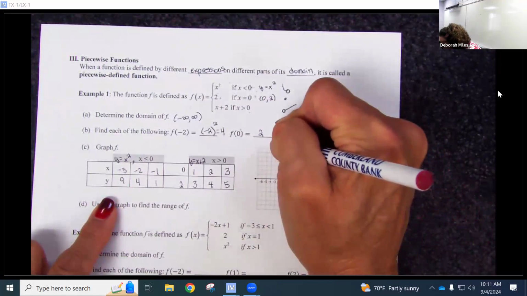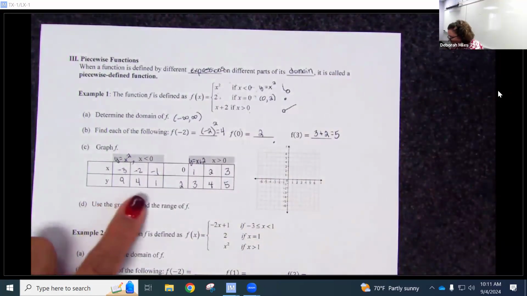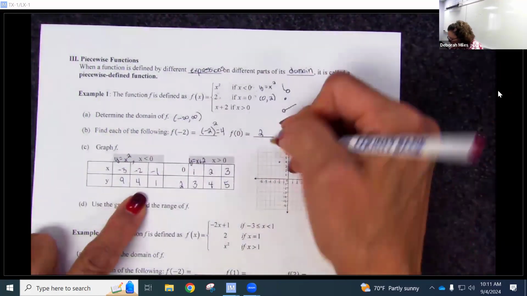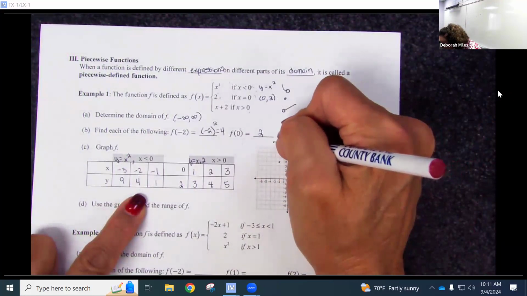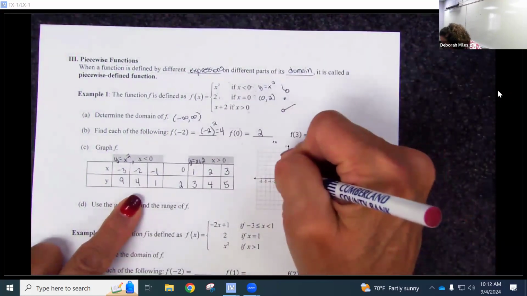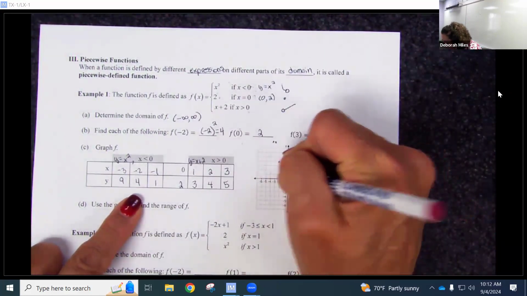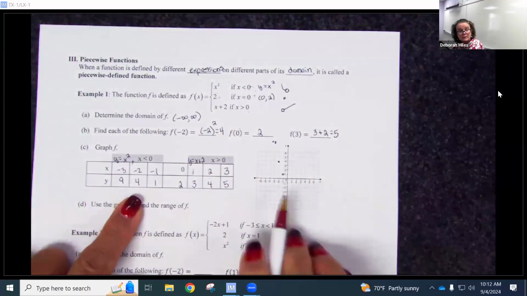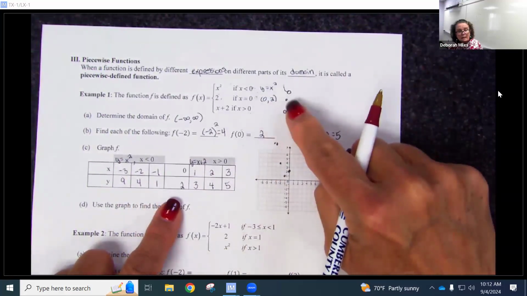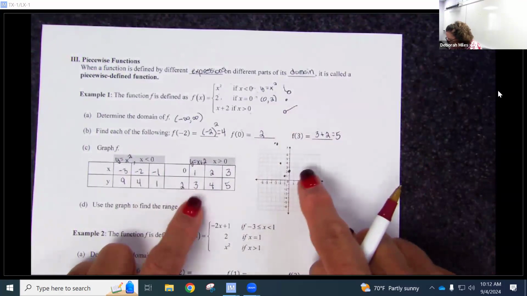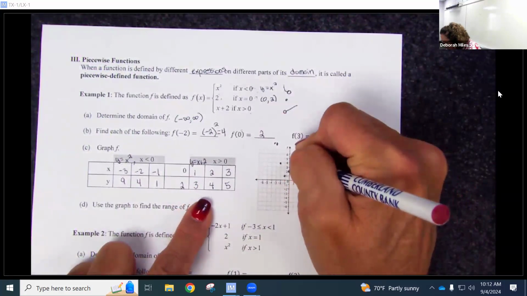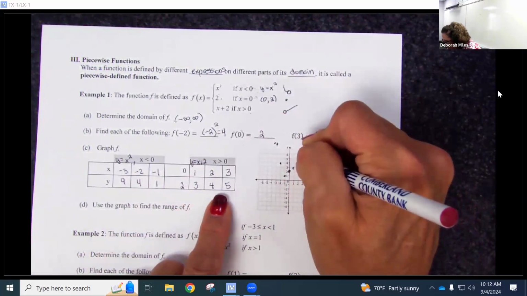-3, 9 goes off my chart just a little bit. -2, 4, 3, 9, kind of in the wrong place. It's more there. -2, 4, -1, 1. That's my first 3 ordered pairs. And then 0, 2 is that middle dot. And then 1, 3, 2, 4, and 3, 5.